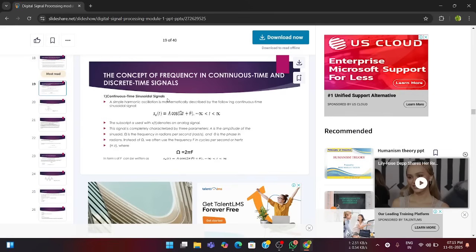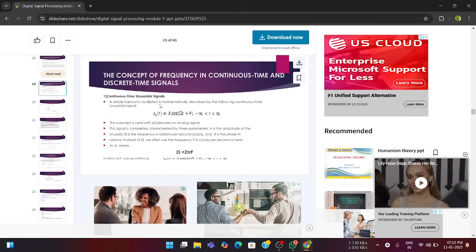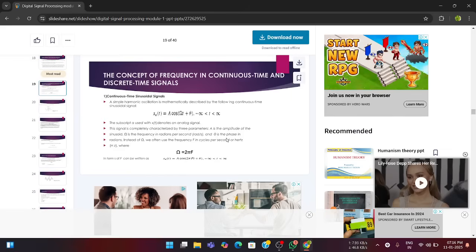So for continuous time sinusoidal signals, a simple harmonic oscillation is mathematically described by the following term, that is x of t is equal to a cos(omega t plus theta), where omega would be varying from minus infinity to infinity. Okay. The t value would be varying from minus infinity to infinity. So this subscript a is used when x of t denotes an analog signal. It is completely characterized by these three parameters, that is a is the amplitude of the sinusoid, omega is the frequency in radians per second, and theta is the phase change.